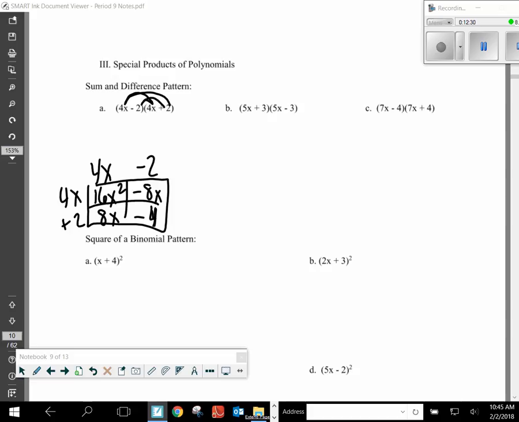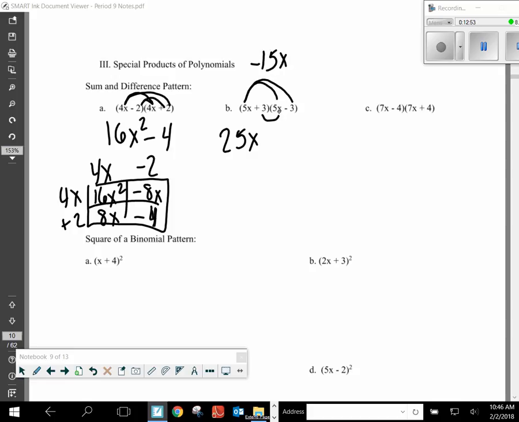What do you see? Hopefully you see opposites here. We have 8x and negative 8x. So there is no middle term. It's gone. And that's always going to happen. Let's look at the next one. 5x times 5x is 25x squared. 5x times negative 3 is negative 15x.